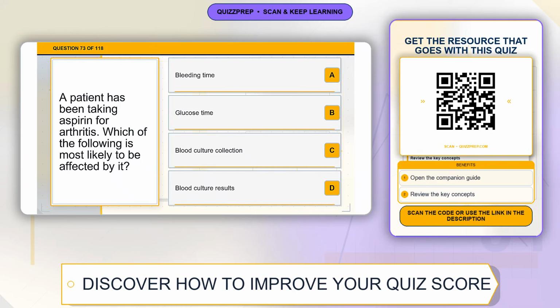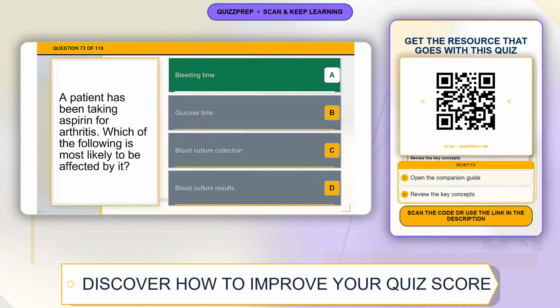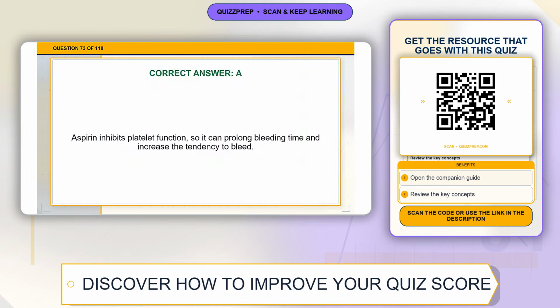Question 73. A patient has been taking aspirin for arthritis. Which of the following is most likely to be affected by it? Option A, bleeding time. Option B, glucose time. Option C, blood culture collection. Option D, blood culture results. The correct answer is option A, bleeding time. Explanation.